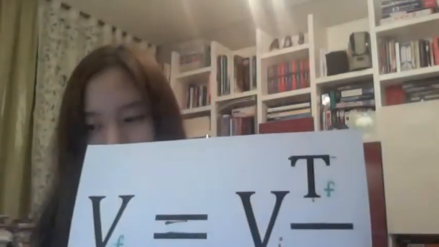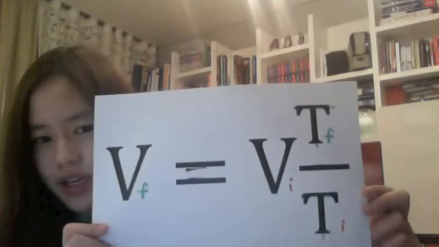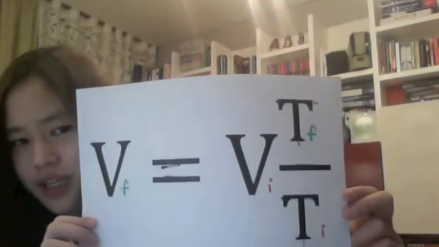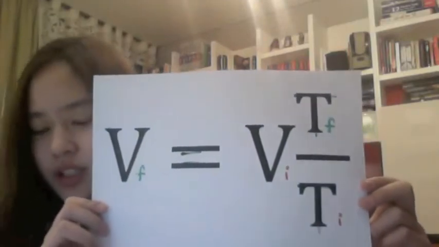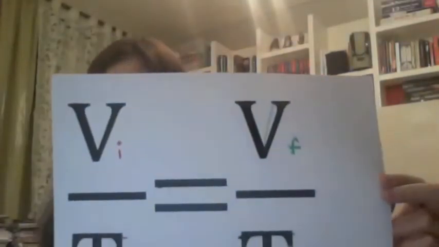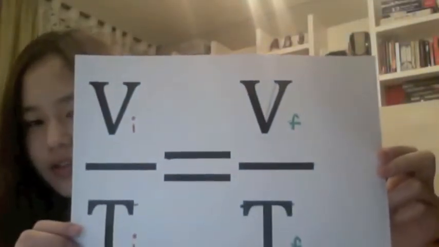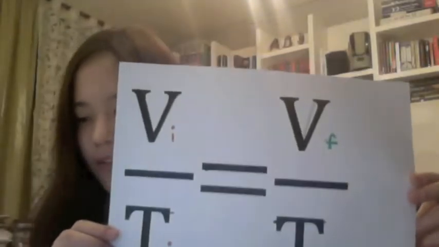And this is the equation that demonstrates Charles' Law: Vf equals Vi times Tf over Ti. And this can be written in this form as well: Vi over Ti equals Vf over Tf.